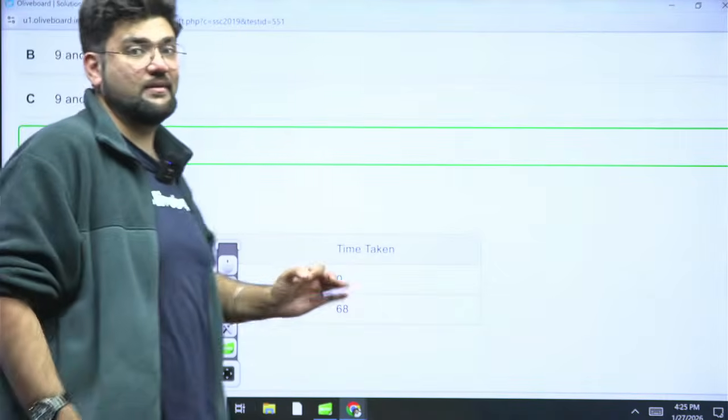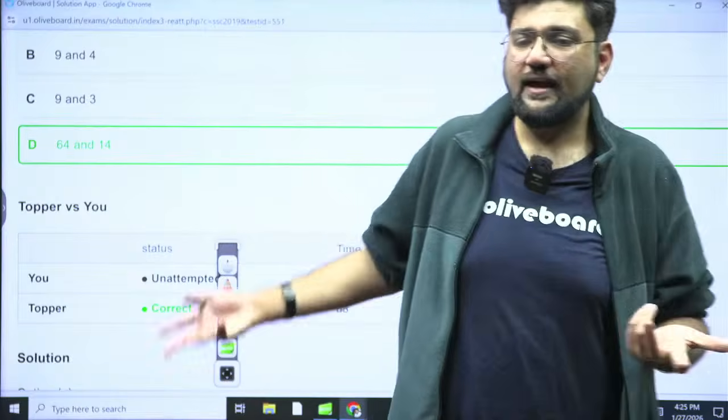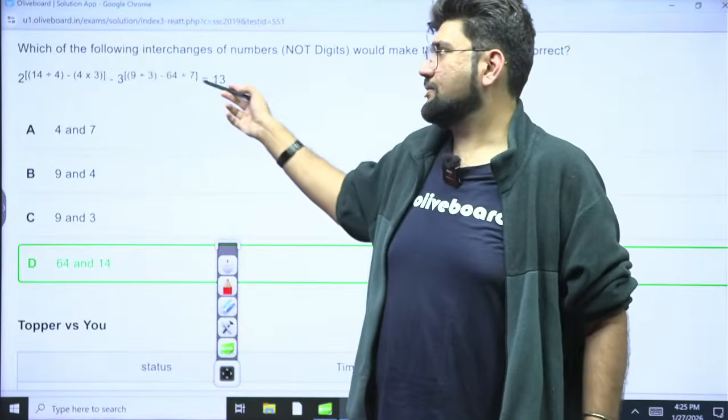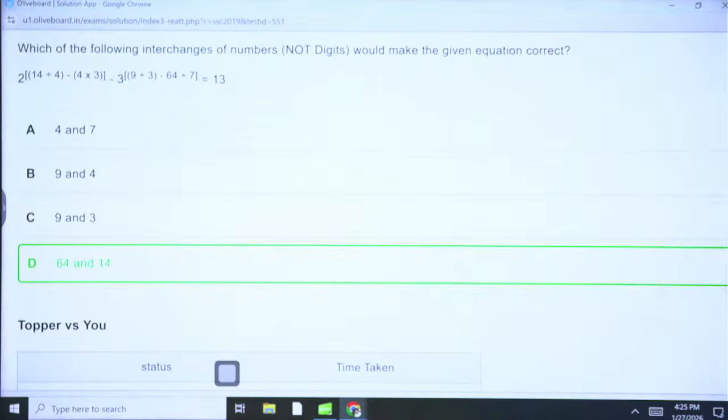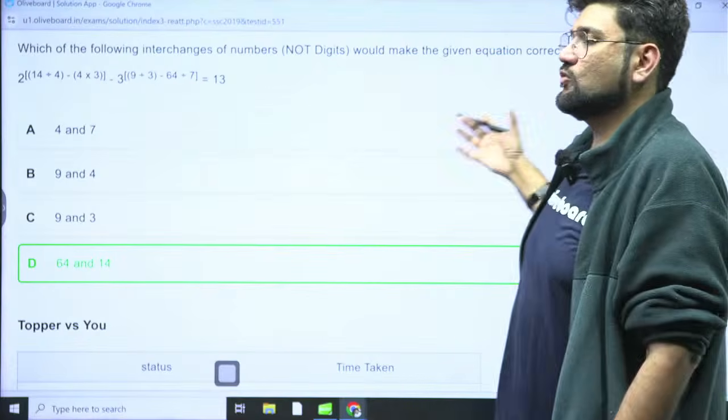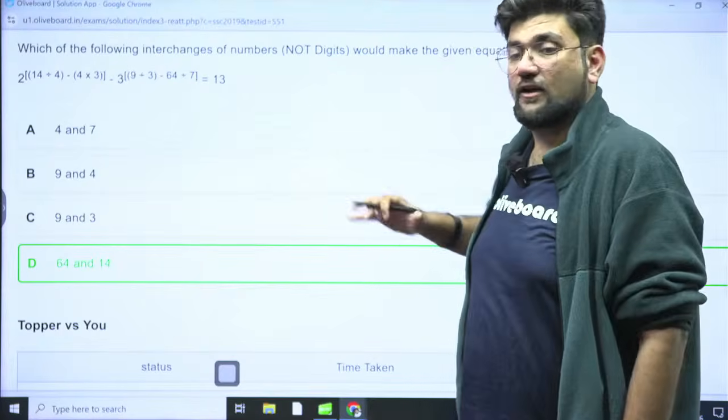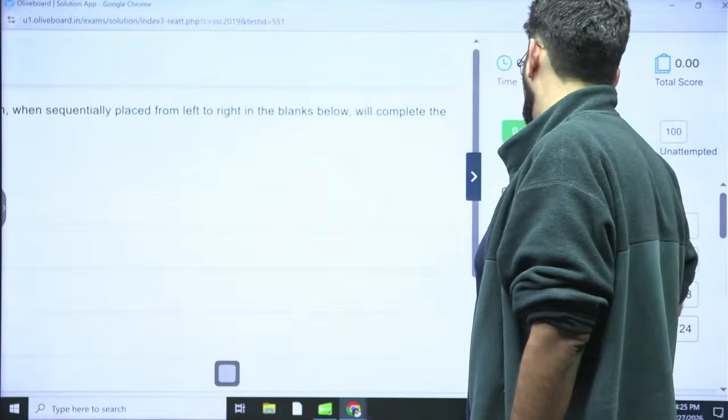68 seconds, 1 minute 8 seconds. Too much. Why too much? Why suddenly this increment in time? Because of the power. You don't expect equations to be in the exponent. So it just put you off track. Anything new is just throwing you off track. So focus on that also: how to build novelty in your system.